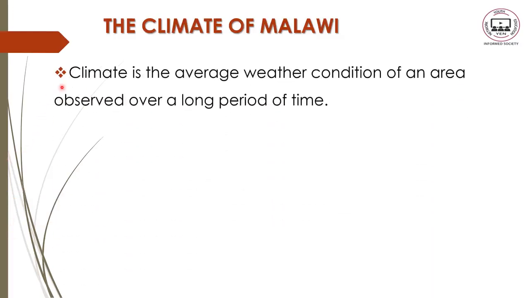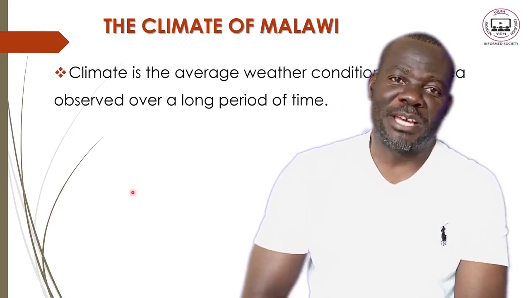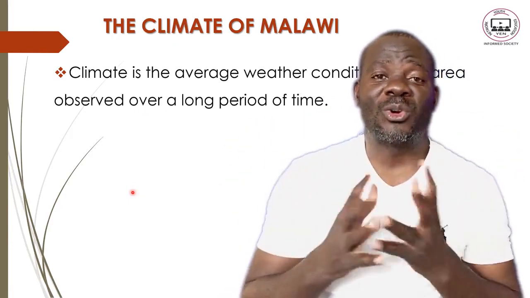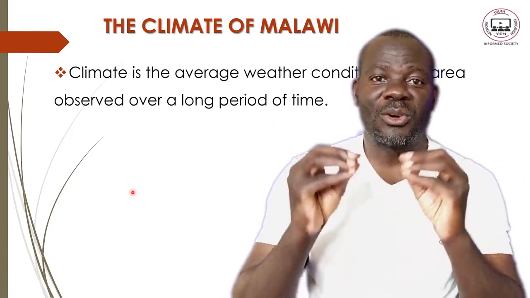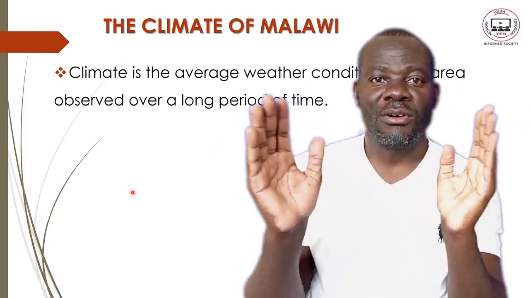Now, when we talk of climate, climate is the average weather condition of an area observed over a long period of time. Here we talk of climate. It is the average weather condition. That is to say, the weather of an area recorded over a long period of time.